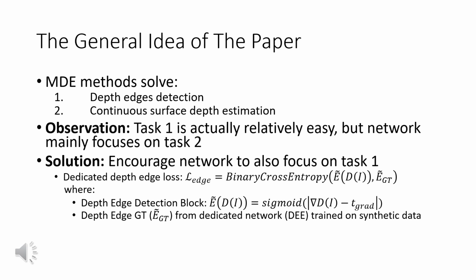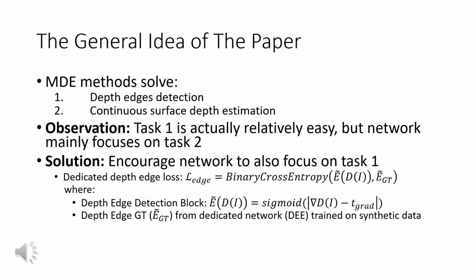When we claim that task 1 is relatively easy, we mean that the depth edges that are obtained naturally in the MDE training are far less accurate than directly training to detect depth edges in a separate network. The solution we propose is to encourage the MDE network to also focus on task 1. To do so, we introduce a depth edge loss, which is a binary cross-entropy between a depth edge map derived from the predicted depth map and the depth edge's ground truth.